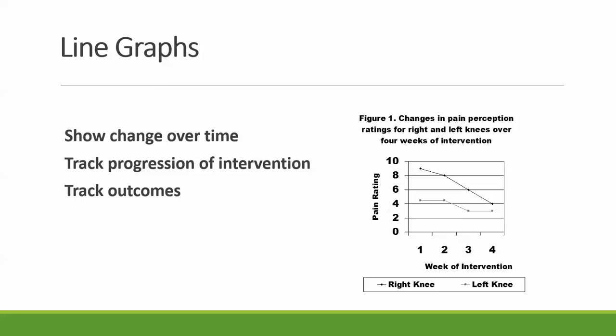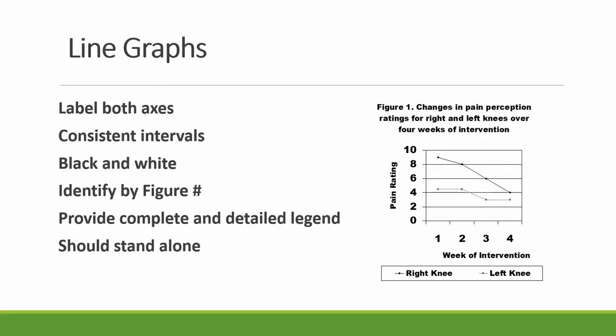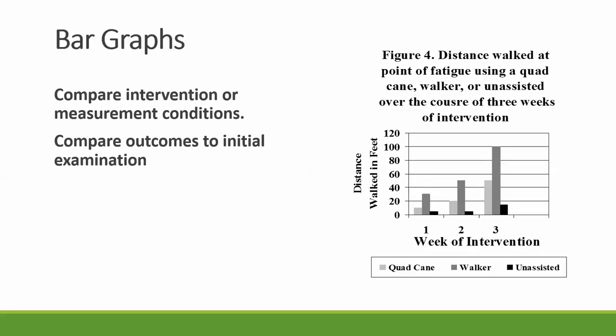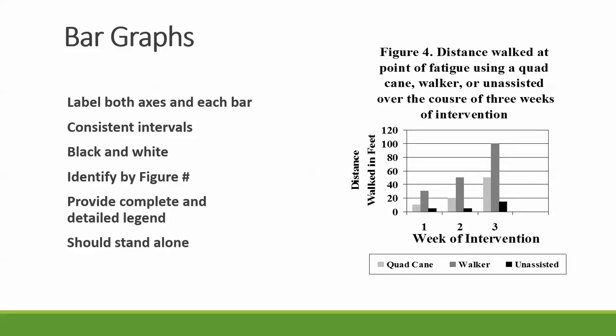Line graphs. Line graphs can show change over time, track the progression of an intervention, and track outcomes. Now, I don't see line graphs as often in case reports, but it could be something very valuable. So for example, in this case, comparing changes in pain between the right knee and the left knee. Bar graphs. Another thing that I don't see used as frequently in case reports, but again, could be a very nice tool for illustrating change. Here, and I'm not going to read through these, are just different things you want to consider if you were including a bar graph in your manuscript.